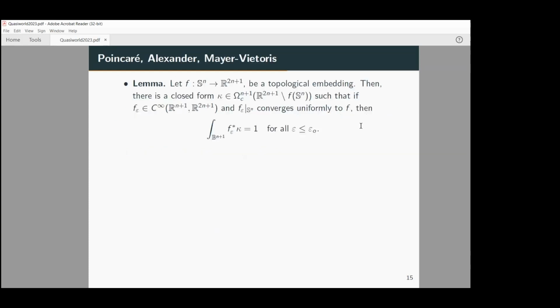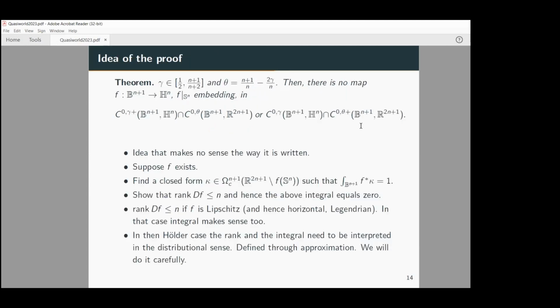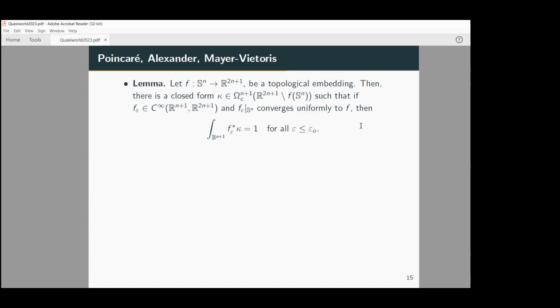Okay, so that's the lemma. If we have a topological embedding, so this has nothing to do with the Heisenberg group, any topological embedding of the sphere into R2 n plus 1, then there is a closed, compactly supported n plus 1 form with support away from the embedded sphere, such that when you look at a sequence of smooth mappings which, when restricted to the sphere, converge uniformly to F, then the integrals over the ball of the pullbacks of the form equal 1. Okay, so this will be a kind of replacement for the condition that the integral of the pullback is 1. Because if we approximate the mapping smoothly by whatever smooth approximation, say by convolution, then eventually this integral will be 1. Why is it true?